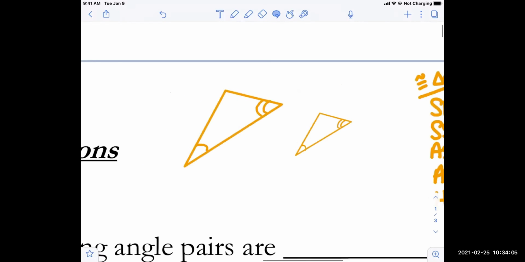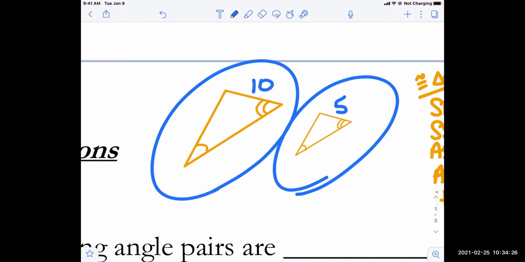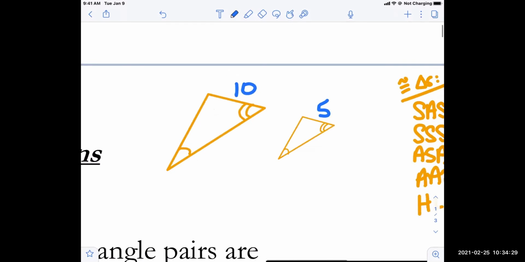Okay, what they are is called proportional. So if this is like, let's go like 10 and 5, that means that all of the side lengths should be in what ratio? When you compare the sides here to the sides here, the ratio should always be 2 to 1. Okay, so let's say this is like 12. That would make this one have to be 6. And if this one was 7, that would make this one have to be 14.